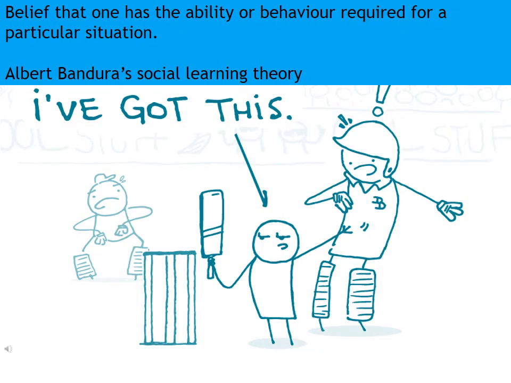Self efficacy is another important aspect of our self. People differ in the extent to which they believe they themselves control their life outcomes or the outcomes are controlled by luck or fate or other situational factors. A person who believes that he or she has the ability or behaviors required by a particular situation demonstrates high self efficacy. The notion of self efficacy is based on Bandura's social learning theory.